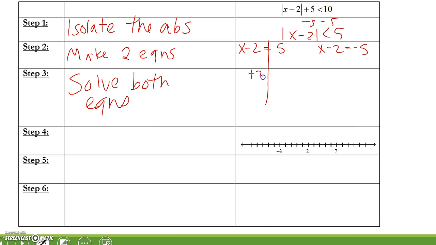Step 3 is to solve both equations. So I add 2, x equals 7, and x equals -3. So this is where it gets different. What you do is, then I will give you a number line, and what you have to do is fill in the number line.